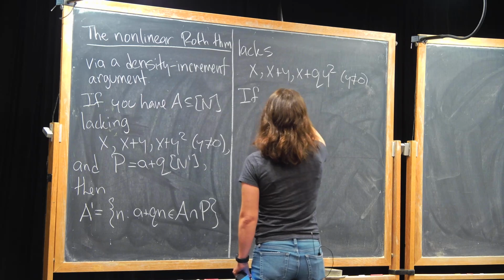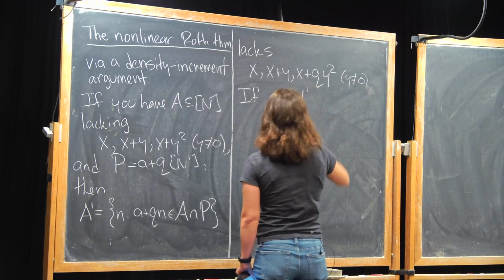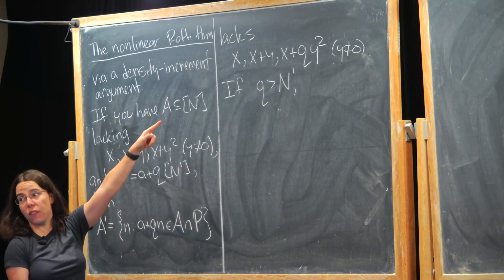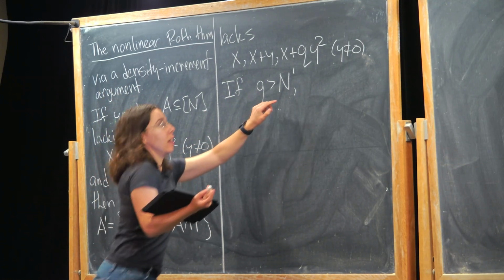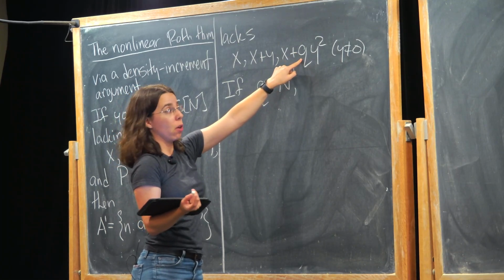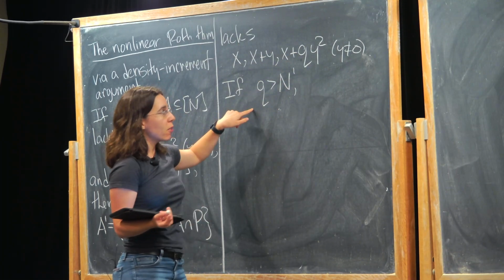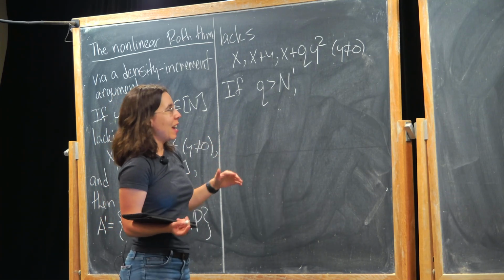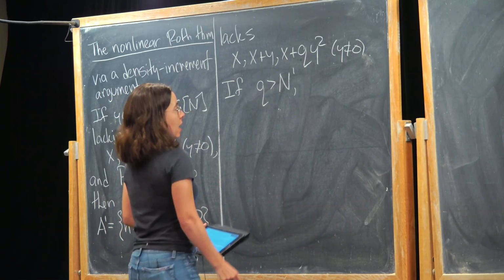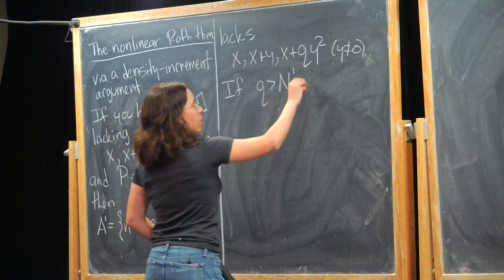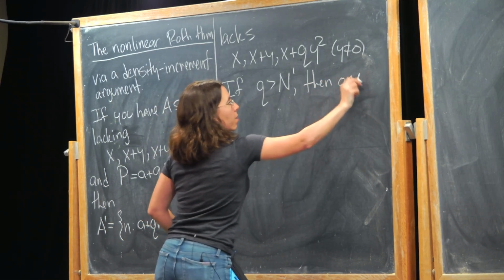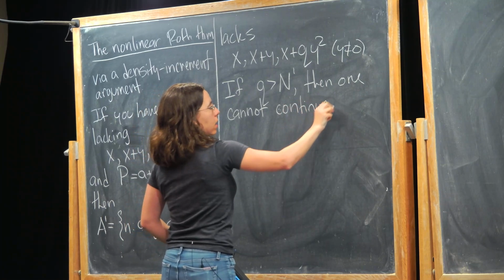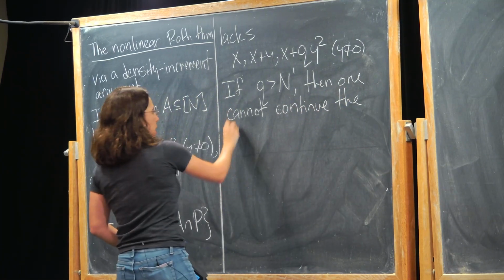So if q is greater, say, than the length of the whole interval, then actually every subset of the integers from 1 up to n prime lacks that configuration, just on size grounds for q alone. So then there can't possibly be any leverage to continue the density increment argument. So you're not going to be able to find anything special about your set saying that it has increased density on some arithmetic progression. So then one cannot continue the iteration.